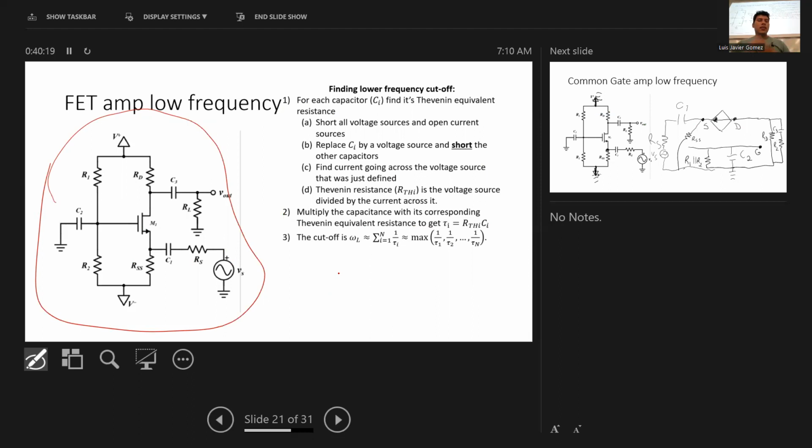Common gate, yes, exactly. When we look at our mid-frequency model, the gate is shorted, and so this is a common gate. So I'm just going to put the gate at the bottom, the source here and the drain here. And then there is always a current source connected between the source and the drain. This is the source, this is the drain. Remember that the current source always points towards the source.